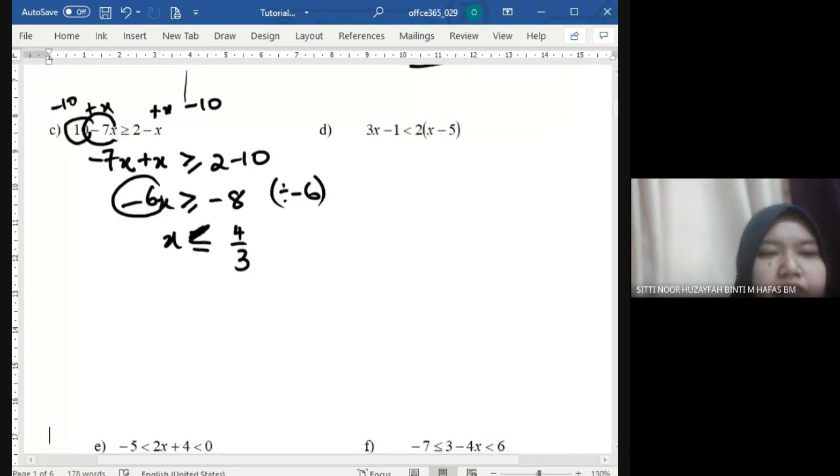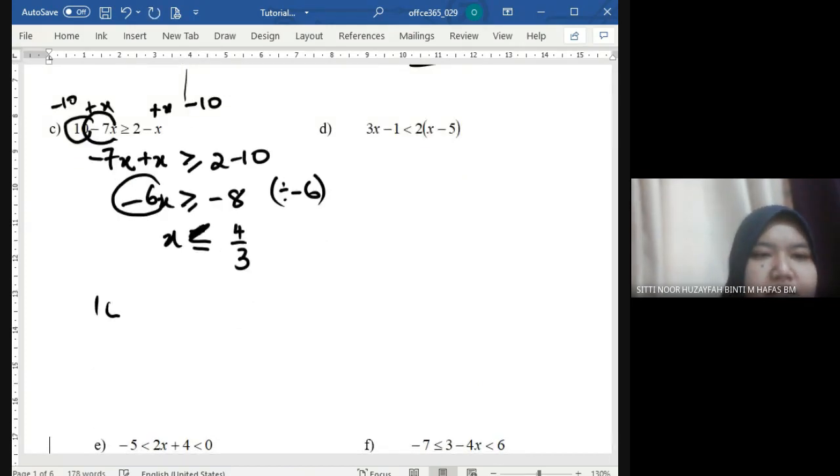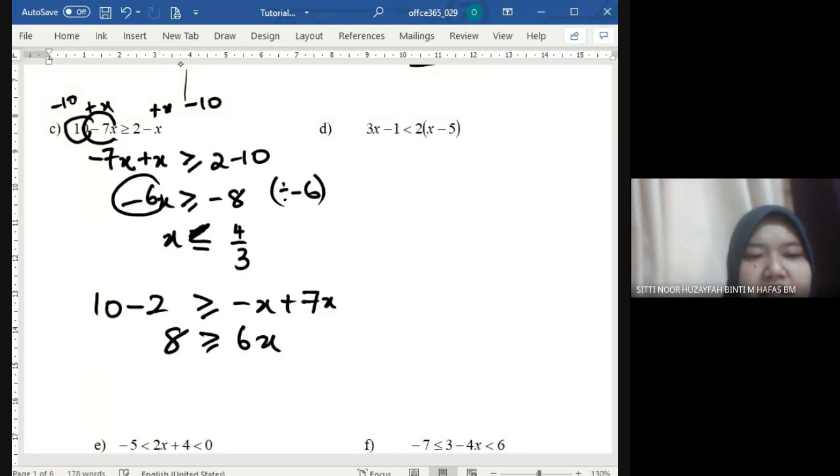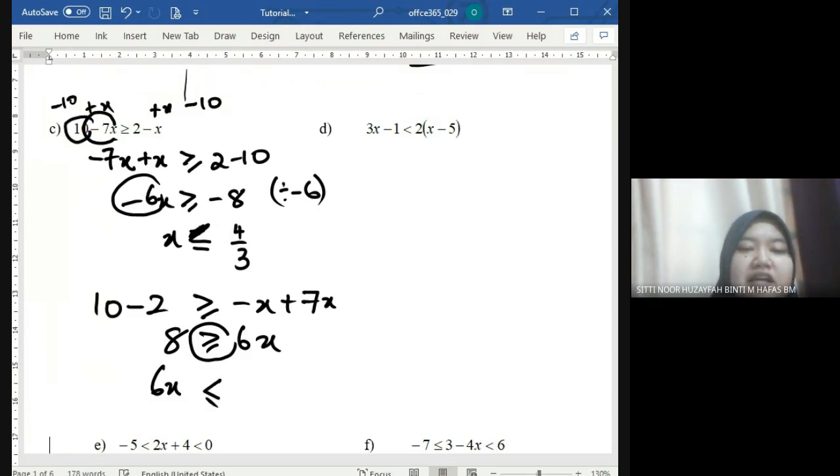Cara lain yang dia boleh buat: 10 tolak 2 more than or equal to tolak x tambah 7x. So belah kanan ni akan jadi positif. 7x tolak x jadi 6x. Belah kiri 8. Tapi sebab kita nak x sebagai perkara rumus, kita swap dia. Kita pusing dia macam kita mirror dia. So 6x jadi belah kiri, so sign ni pun akan jadi less than 8.